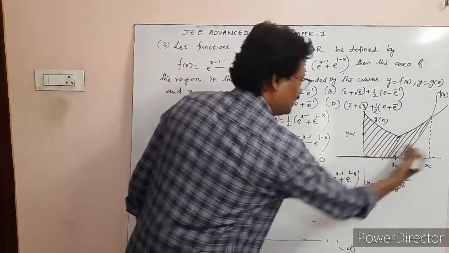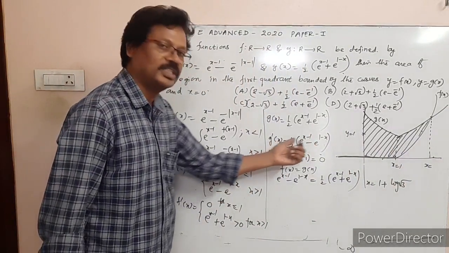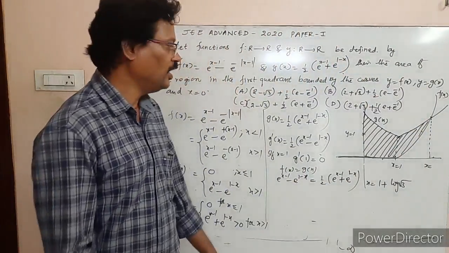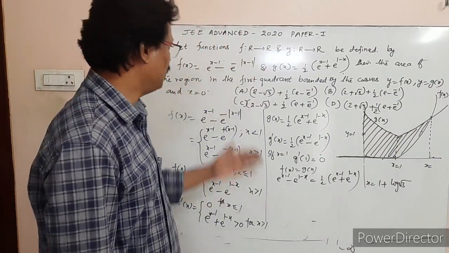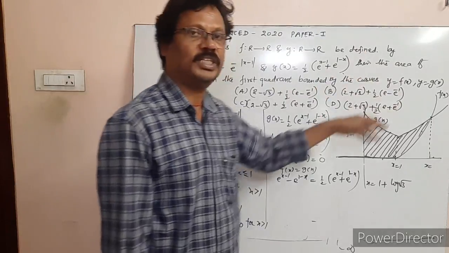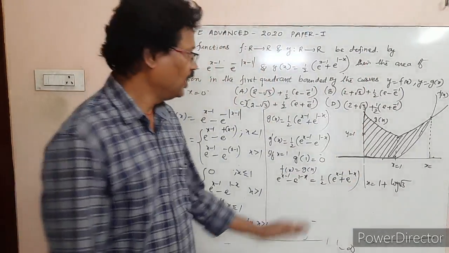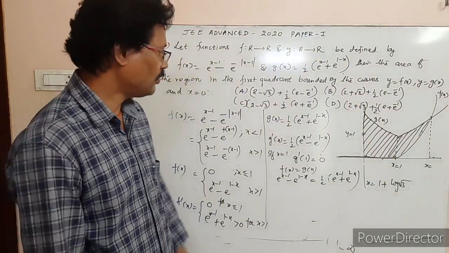If x is more than 1, this will be a positive number, therefore g'(x) is greater than 0. It is now increasing. Therefore, at x equal to 1, it has a minimum. What they are asking is the area of the region bounded by f(x), g(x), and x equal to 0. This is the x equal to 0 line. Area bounded by this and x equal to 0.